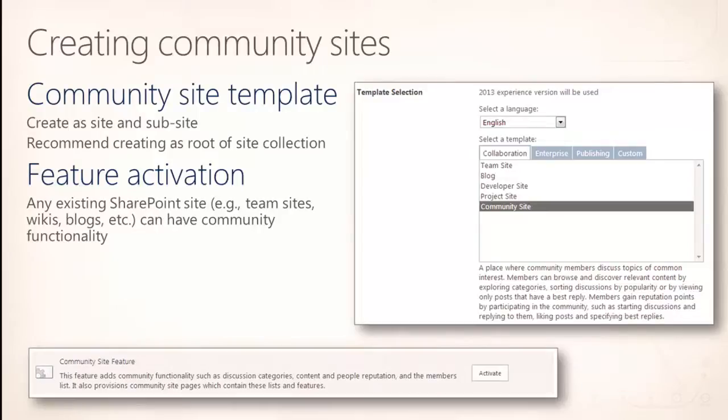Also, note that you can create a community just through feature activation. So we did create the community functionality as a feature, and you can take any team site or project site, a blog. I don't know why you would do that for a blog, but you name the site template, and you can go and activate the community functionality. We'll create all the pages, we'll create the underlying lists, and add all the functionality for membership and that sort of stuff, workflow and whatnot. So it is possible to do that.